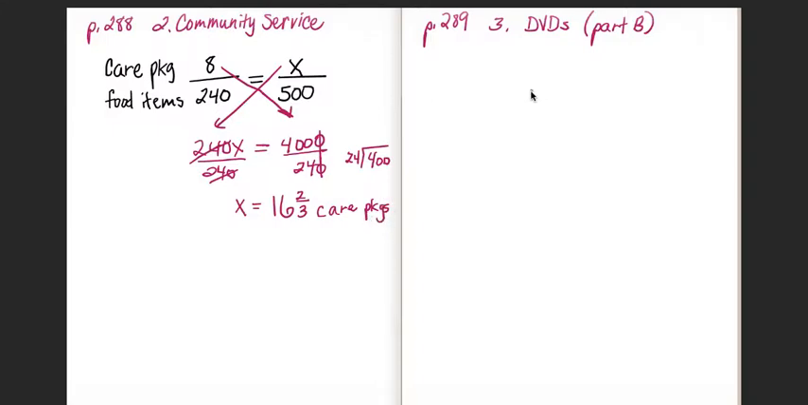Right, let's try a different type of problem. On page 289 at the bottom, you'll see number 3. So it talks about DVDs under the guided practice. Matthew paid $49.45 for 5 DVDs at a sale.